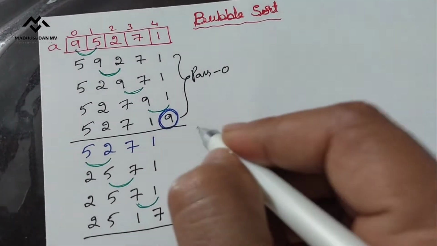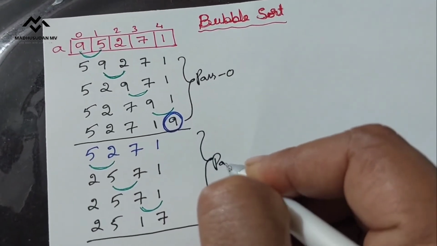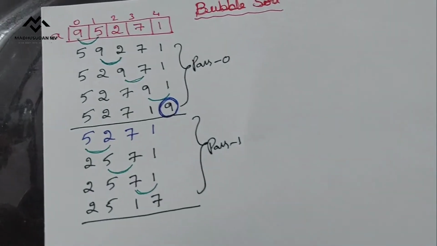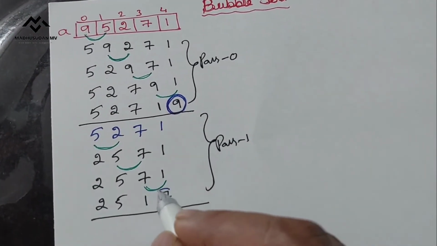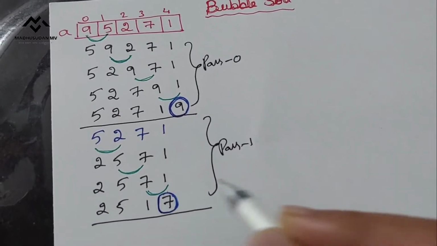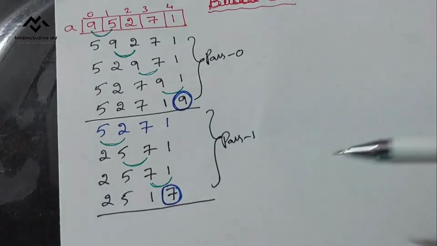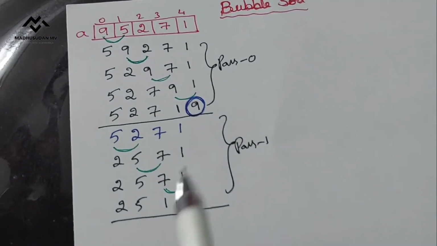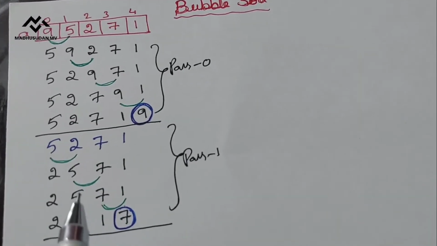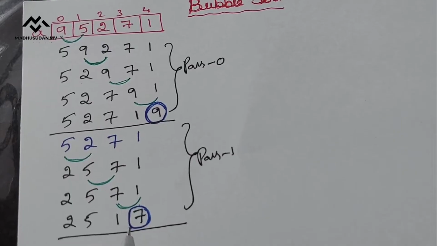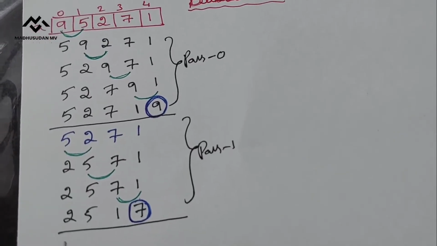Now this is the end of pass 1. So after pass 1, what do we find out? We found the second largest and we kept it at the second last position. This is the last, and from here, this is the second last. So after the second pass, second round, we found the second largest and we kept it at the second last position. So now the remaining elements are what?